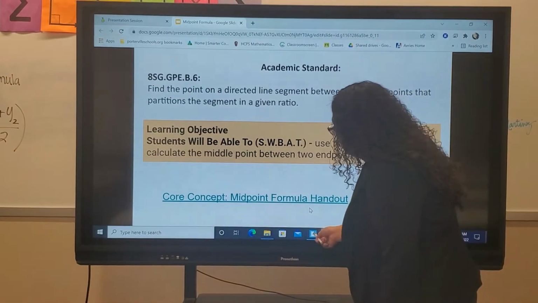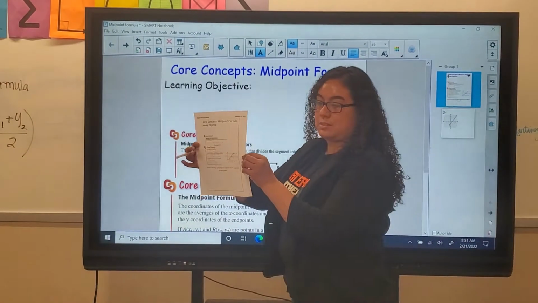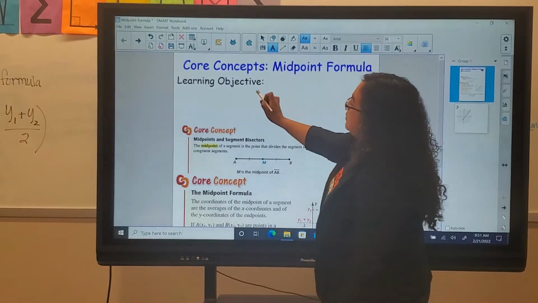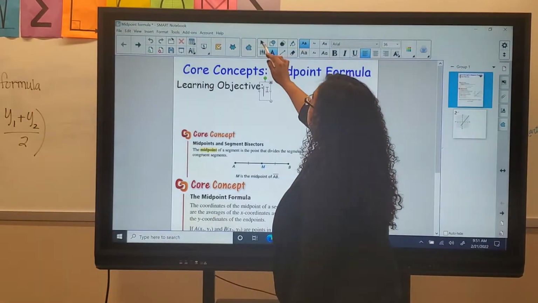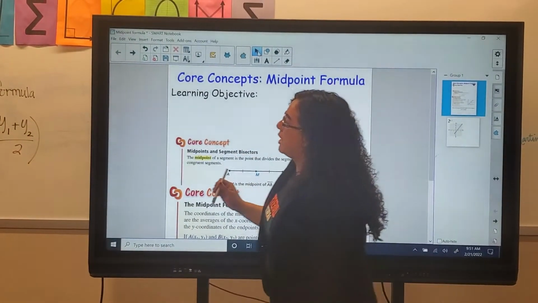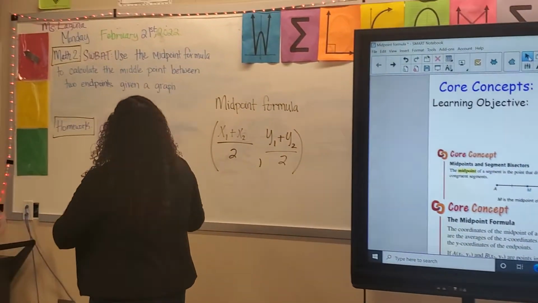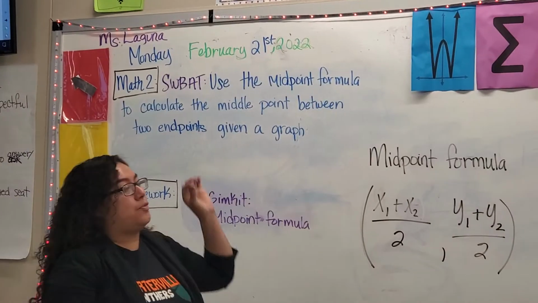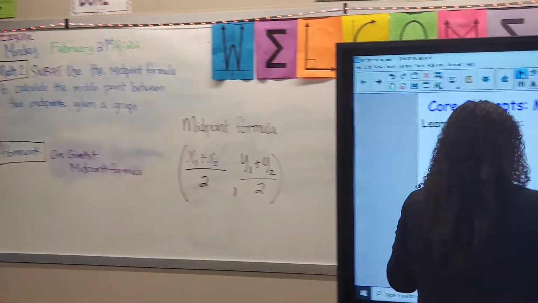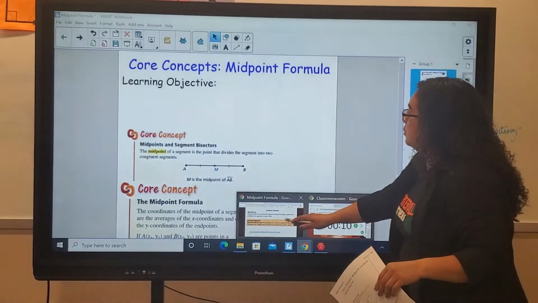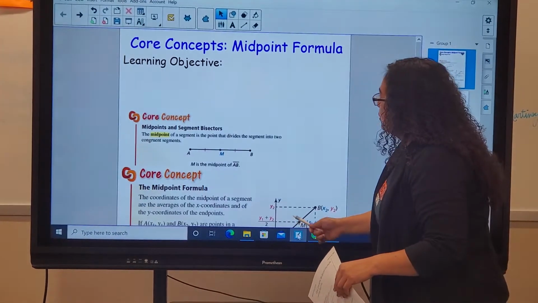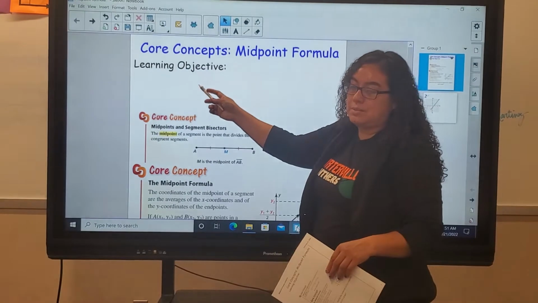What I want you to do is, everyone should have gotten this worksheet, and you also have it here. Where it says learning objective, write the learning objective. I also wrote it up here on the whiteboard, so you can copy it from here or from your Pear Deck. You have two ways to view it. I'll give you a couple of seconds to write it down.